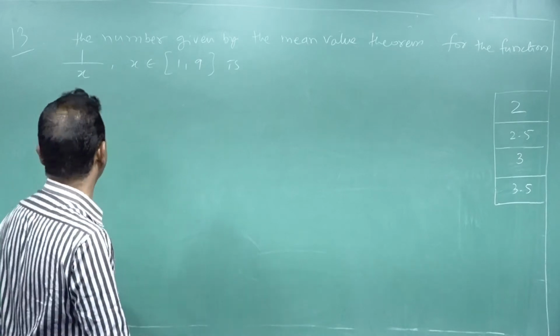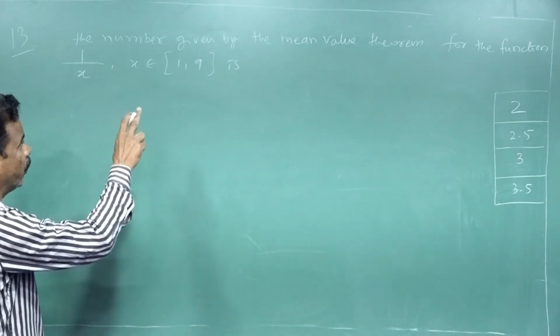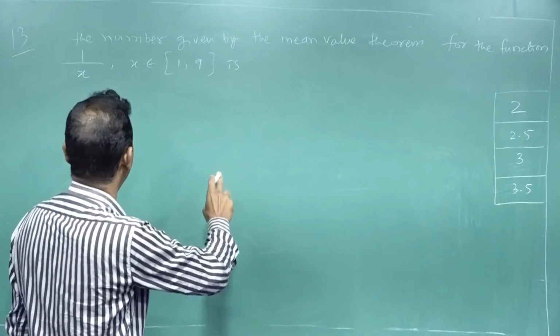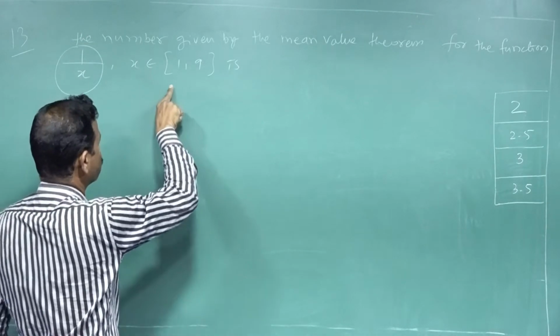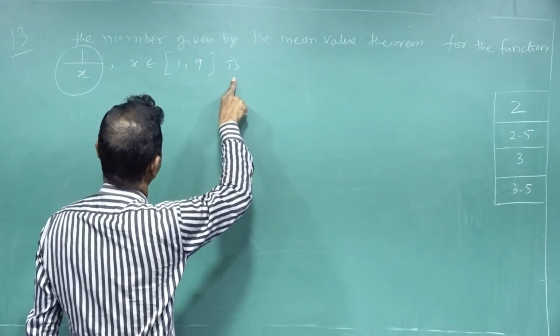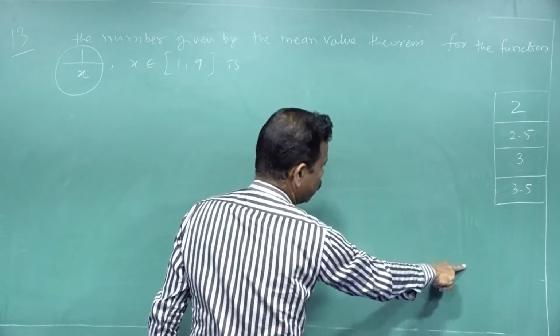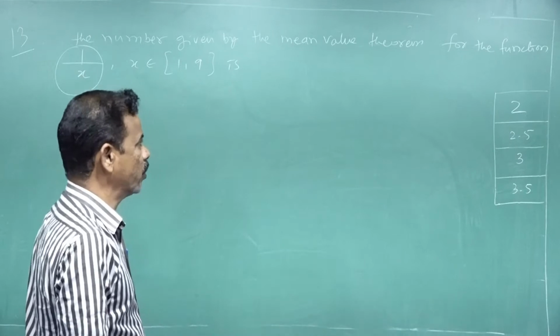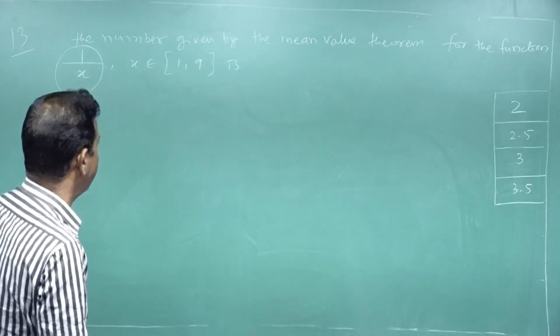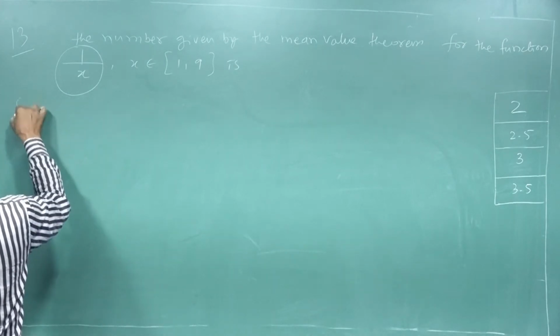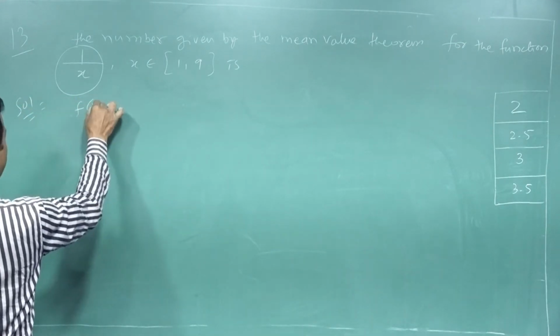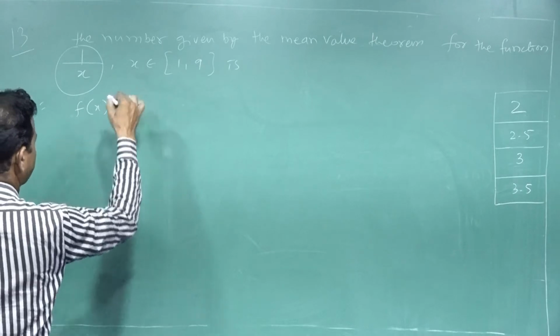Here next problem 13. The number c given by the mean value theorem for the function 1 by x. The function is 1 by x, then x belongs to [1, 9]. So here are 4 options. Which one is the correct answer? He is asking. So here (a, b) is (1, 9). The given function is f(x) is equal to 1 by x.